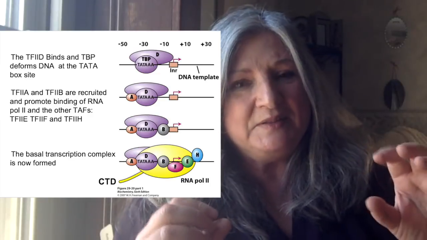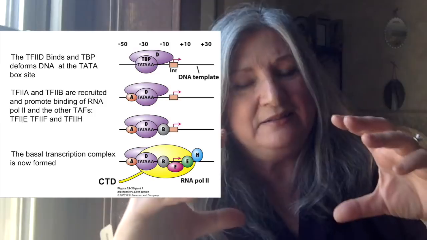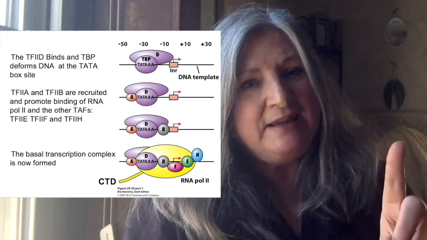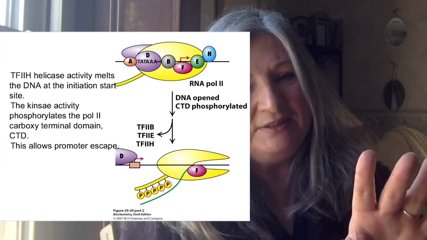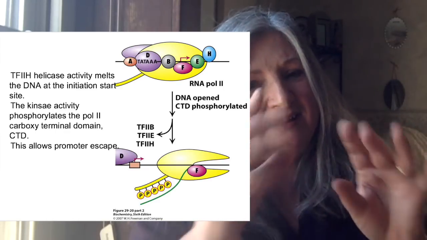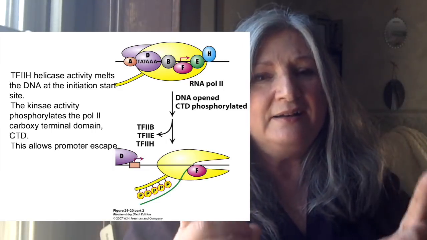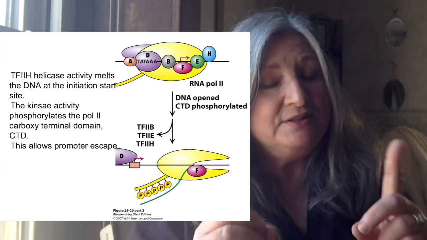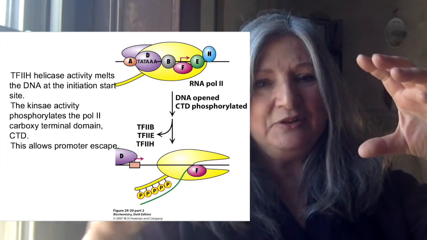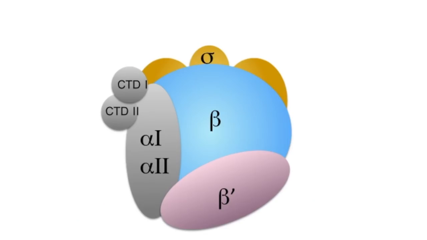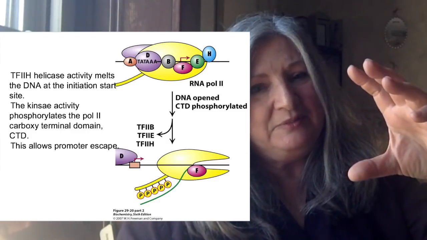TF2E and F are responsible for helping to recruit that polymerase and have it bind effectively. TF2H is a really big, really important basal transcription factor. This has a helicase capability, so it helps to unwind that DNA, and it also has a kinase. This turns out to be really important because the polymerase has a C-terminal domain. Remember how alphas had C-terminal domains? Well, this polymerase has a C-terminal domain also.